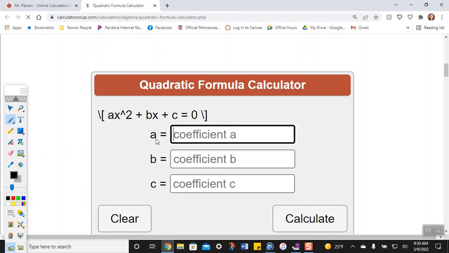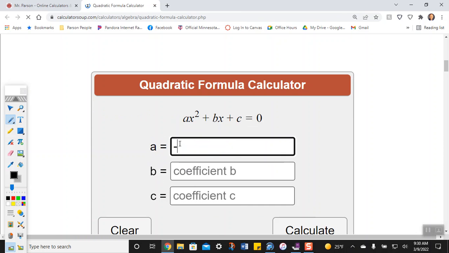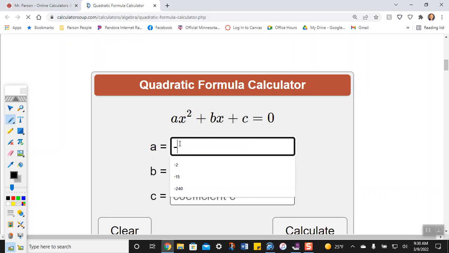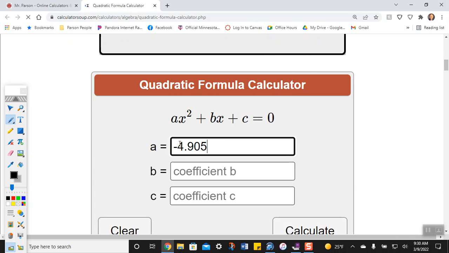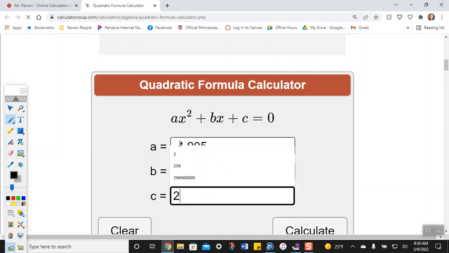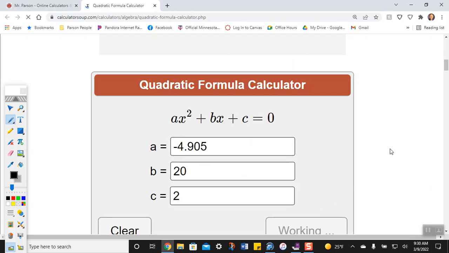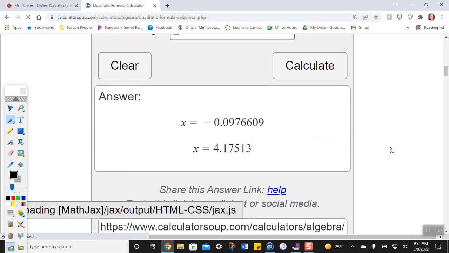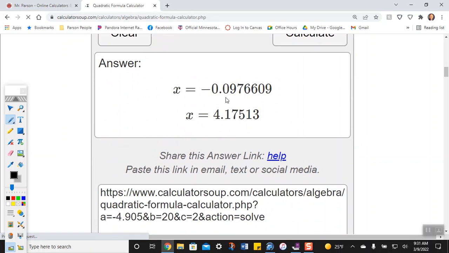So guys, what's our a value on this? Negative 4.905. Okay, what's the b value on it? 20. And what's the c value? 2. Okay, and we'll calculate that. And guys, we get a time that's negative 0.09 seconds. Do we want our time to be negative? No. If time was negative, I'd look a lot better. Okay.